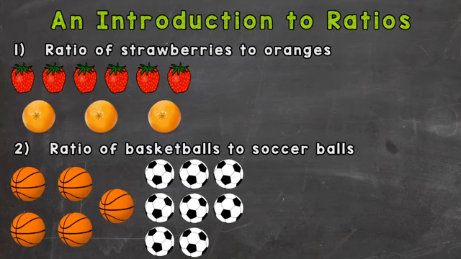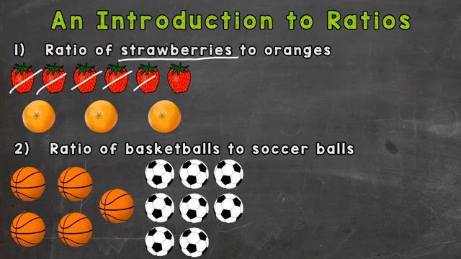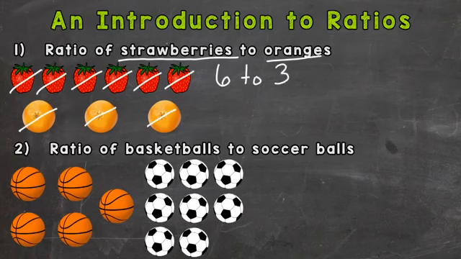So let's first start by counting the number of strawberries. 1, 2, 3, 4, 5, 6. So we have 6 strawberries to how many oranges? Well, 1, 2, 3. 6 to 3. So this shows for every 6 strawberries, there are 3 oranges. And again, strawberries has to come first, the 6, because it comes first in our ratio problem, right?